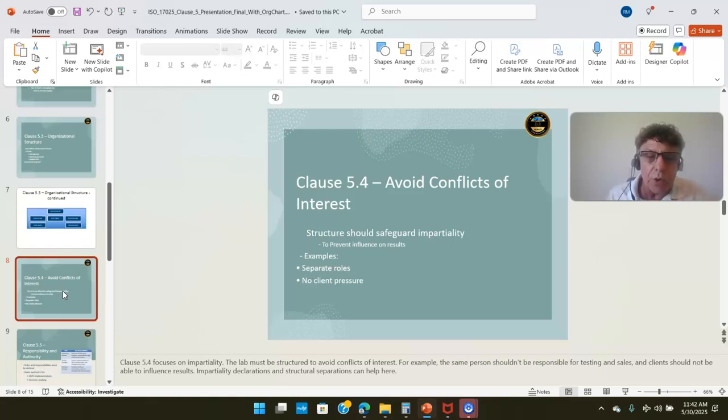The lab must be structured to avoid conflicts of interest. For example, the same person shouldn't be responsible for testing and sales. And clients should not be able to influence the results. Impartiality declarations and structural separations can help there. And again, we covered that in the video on clause 4, where we talked about an impartiality policy and a confidentiality policy signed by the employees, and then also any contractors that might visit the lab. Again, you can go back to that video and watch that.